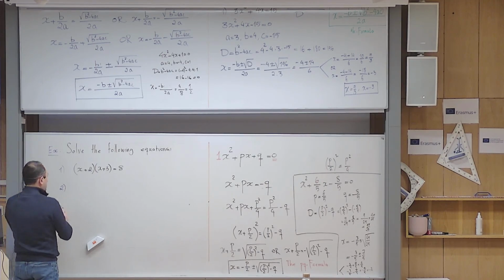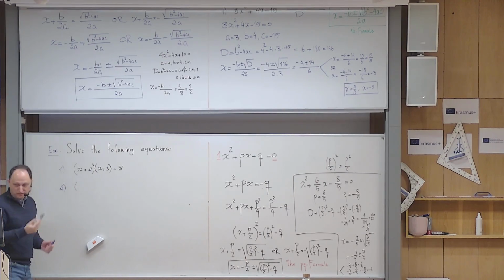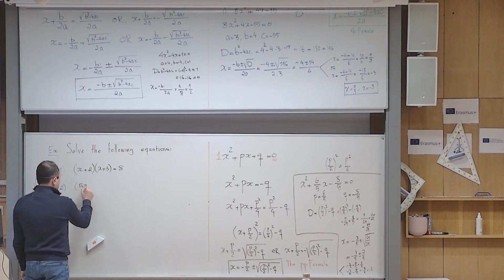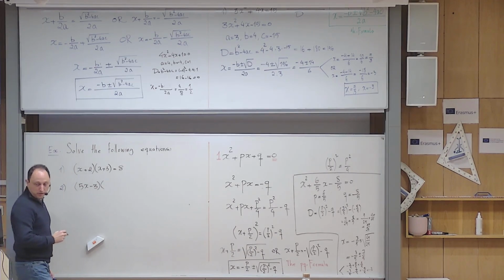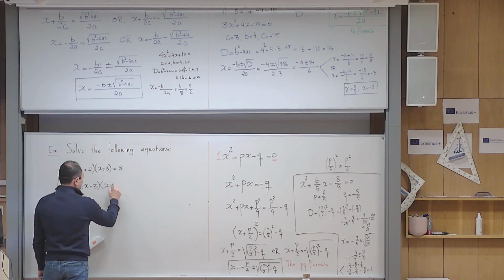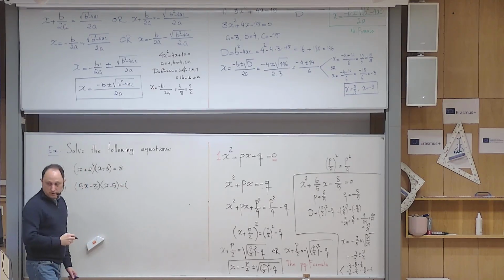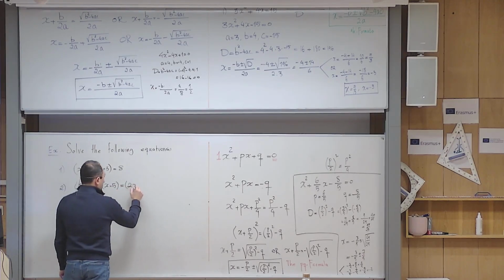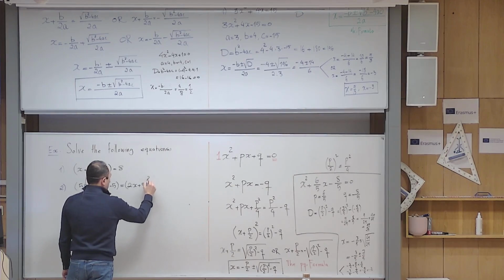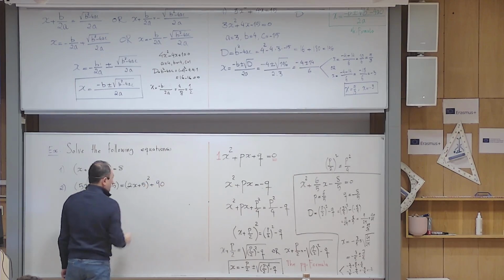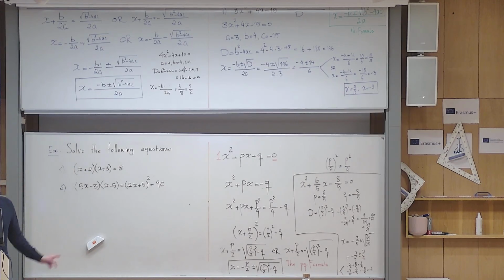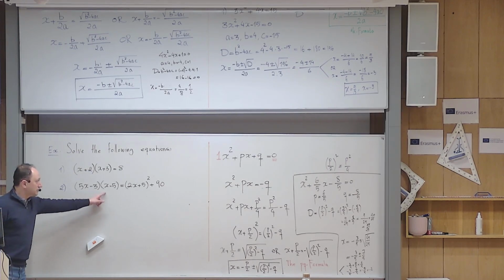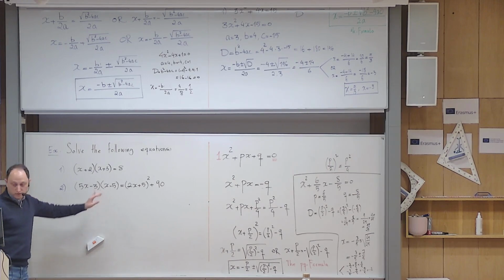So maybe for this one you need a calculator. You can find a calculator in your computer, so I'm sure. So 5x minus 3, x minus 5, is 2x plus 5 to the power of 2, and then you have 90. That's it. You might need a calculator here. Yes, don't hesitate to use it if you have it.